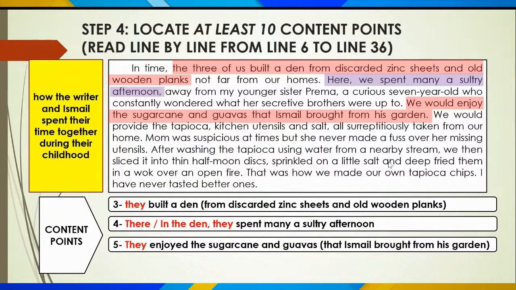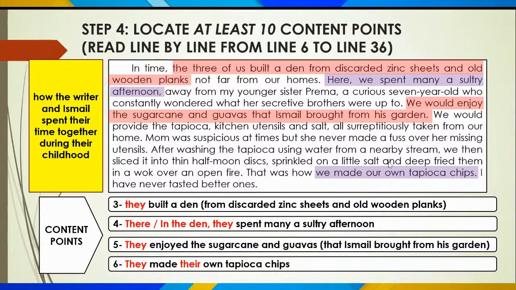So summary, you need to be concise, precise. So which part are you going to take? Are you going to take the long stretch in front or just the main part, making own tapioca chips? Of course, you are going to take only the main part, which is how they make their own tapioca chips. So this is your point number 6. Remember to change we to they, our own tapioca chips to their own tapioca chips. Okay, clear? "I've never tasted better ones." This is not the point, obviously. Okay, so far we have 6 content points. Are you ready to continue? Okay, let's move on.